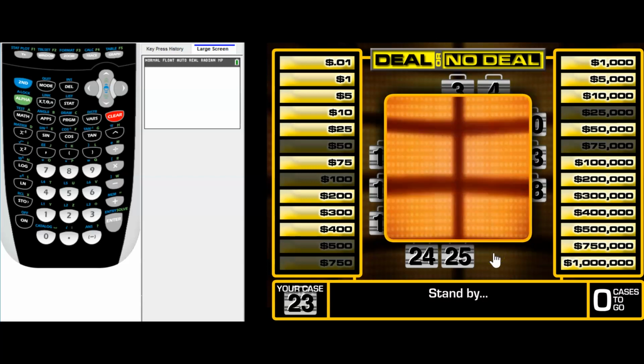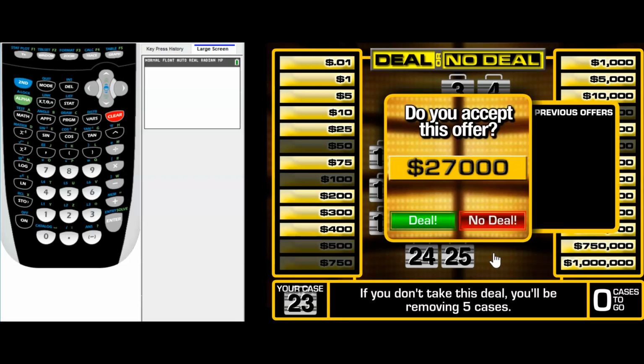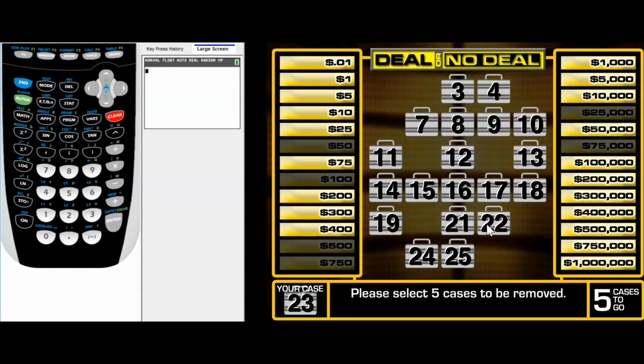Okay, so that's not too bad. We eliminated 4 cases on the left, only 2 on the right. Just know going forward, that means we have a greater chance then of eliminating cases on the right. But our offer at this point, $27,000. I'm going to say no deal. A little bit later on, you'll see the analysis that I would do to decide to really say deal or no deal in a lot of these checkpoints, but right now we're saying no deal.